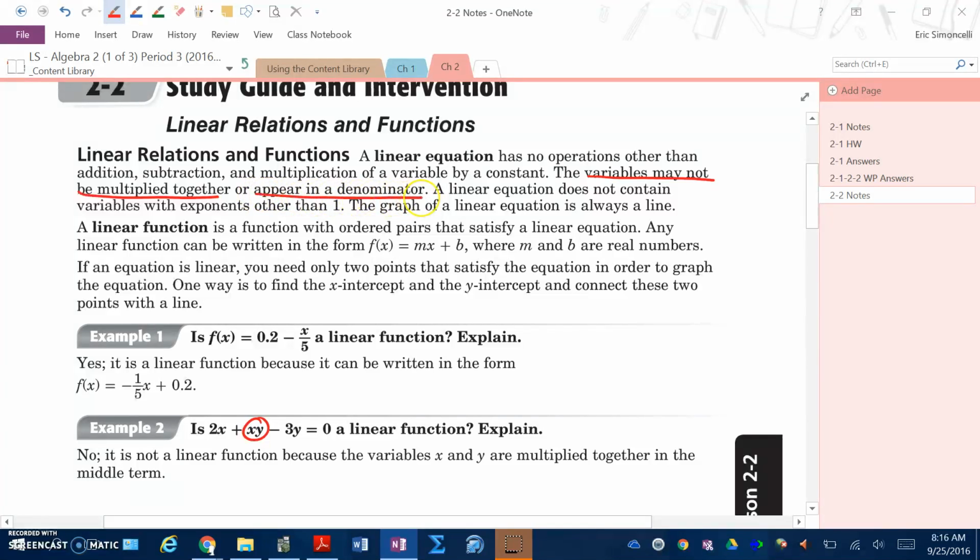Now we will be mindful, I'm going to go back to variables may not be multiplied together or appear in a denominator. On example 2, that first part was basically what we were seeing, in that the variables were being multiplied. And when they are, we say that it's not a linear function. And later we may see problems where the denominator has a variable in it, and that would be not a linear function as well.